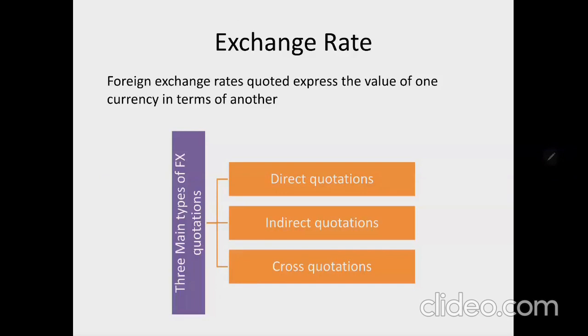Exchange rate. A foreign exchange rate quote expresses the value of one currency in terms of another. Exchange rates can be quoted in three different categories, or three different quotations. The first, we call a direct quotation. Second, we call it an indirect quotation, while the other one we call a cross quotation.